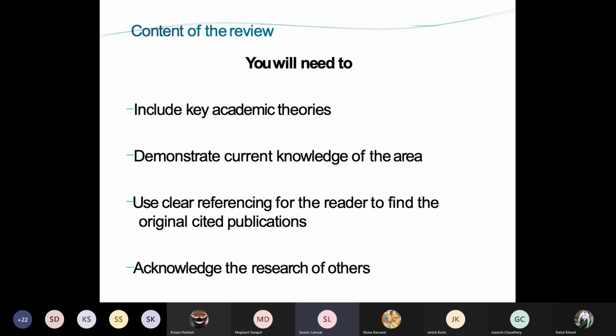The most important part is to acknowledge the research of others. So what happens if we do not acknowledge the research of others? Do you know what will happen if you write the content of others and do not acknowledge that research? That will lead to plagiarism.